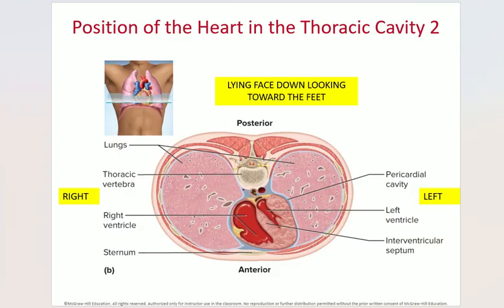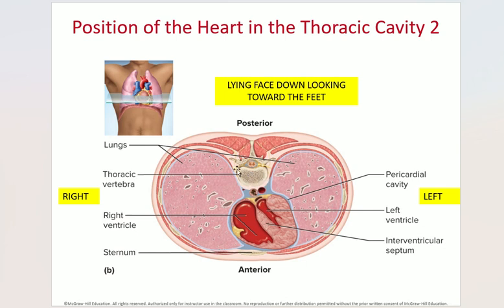This is a transverse view, a cross section, if you will. You will never get an MRI or CT of this person in this position because this person is face down here. So notice where the vertebrae is. That's the back.